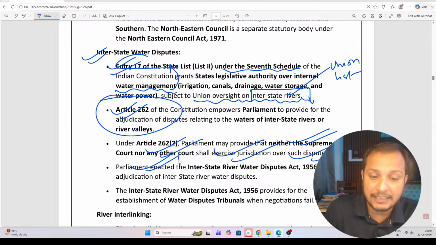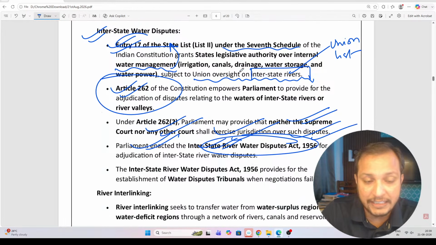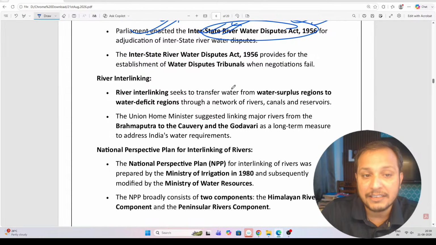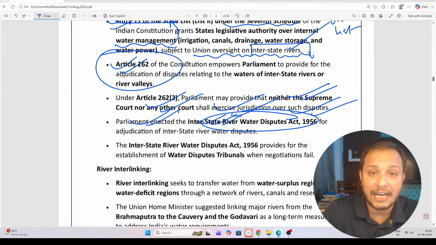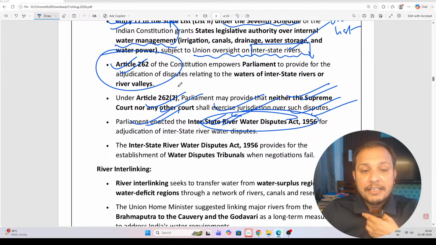So Parliament enacted the Interstate Water Disputes Act 1956, and under this Act, tribunals are created. Whenever there is a dispute between two states and they approach the union government, tribunals will be constituted by the central government to resolve the dispute between the states. So you need to remember Article 262. It is a constitutional provision, and it also bars the Supreme Court and any other court from interfering in water disputes. Is this clear, guys? Very, very important.